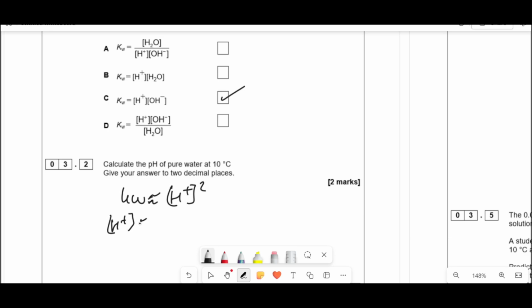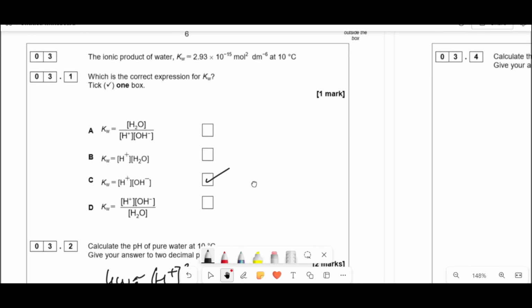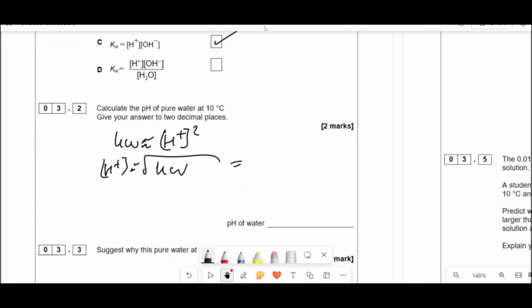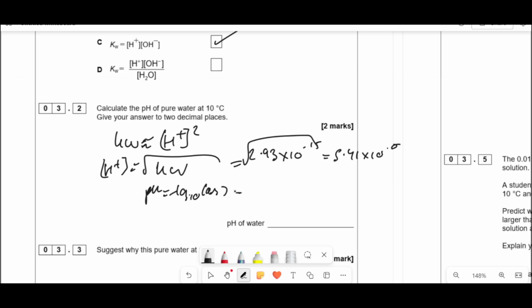So that means H plus is going to be the square root of Kw, which is whatever they've given us in the question. So here they've told you it's 2.93 times 10 to the minus 15, which is going to be square root of that, which is going to give us 5.41 times 10 to the minus 8. And then pH is going to be negative log to base 10 of this, which is 7.2666, which is roughly 7.27. There you go. 2 decimal places.